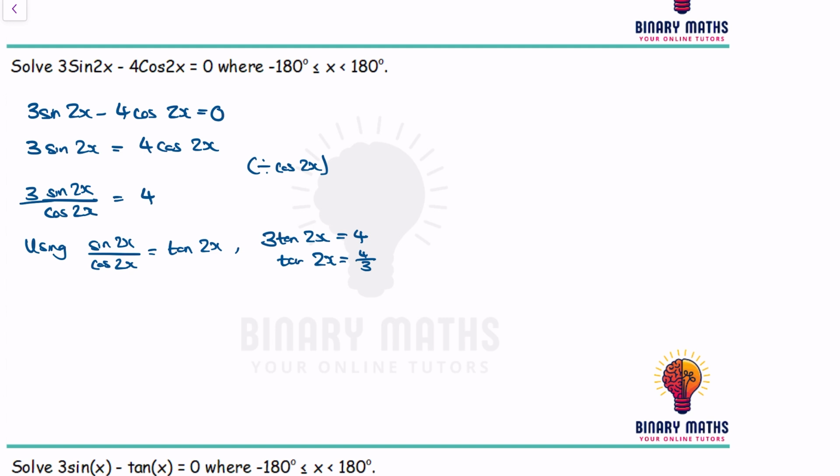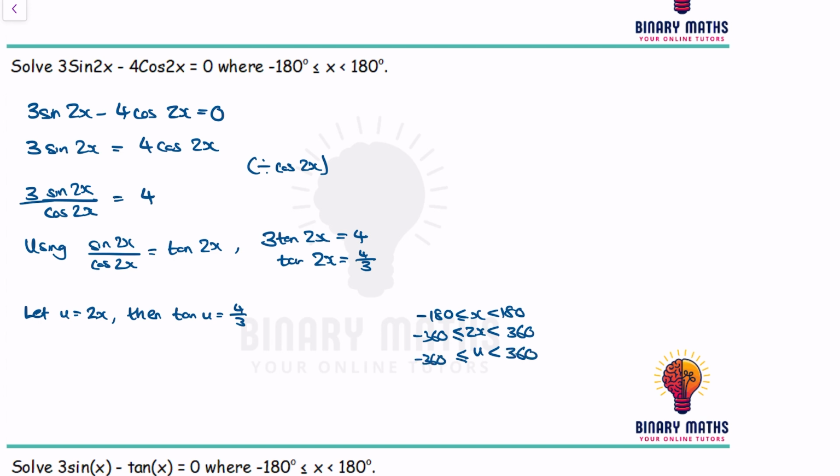Now I let u be equal to 2x, because I've got in a function 2x, then tan u is equal to 4 over 3. Now we need to adjust our range, because minus 180 is less than or equal to x, which is less than 180. If I double it, because obviously my input is 2x, then I get between minus 360 and 360, only including minus 360. So u goes from minus 360 to plus 360, not including 360.